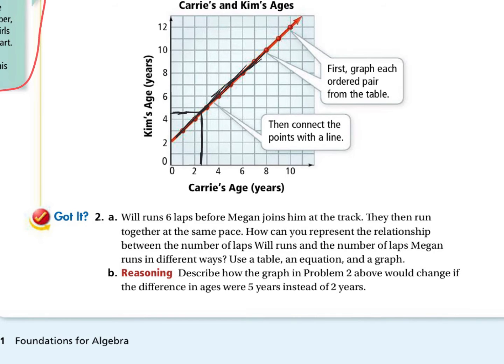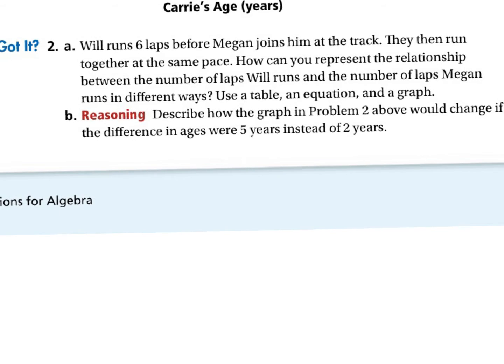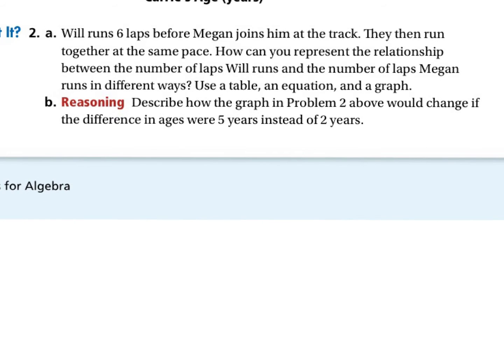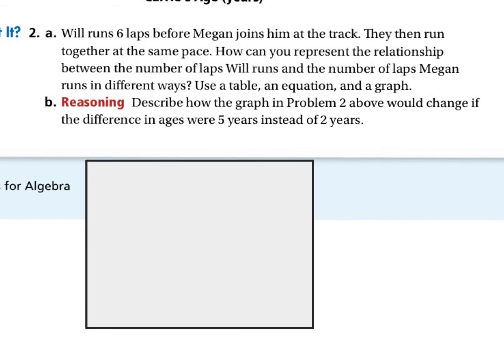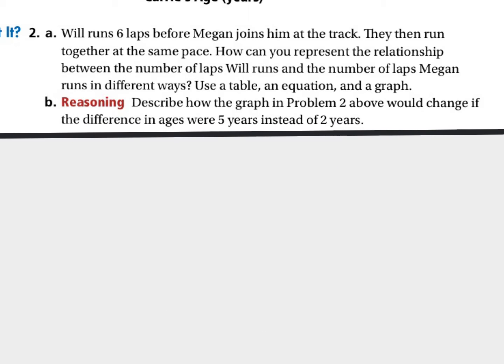So if we look at the Got It 2 Part A, Will runs 6 laps before Megan joins him at the track. They then run together at the same pace. How can you represent the relationship between the number of laps Will runs and the number of laps Megan runs in different ways? Use a table, an equation, and a graph. So they want all three of the things here. Starting with the table is probably a good idea anyway.